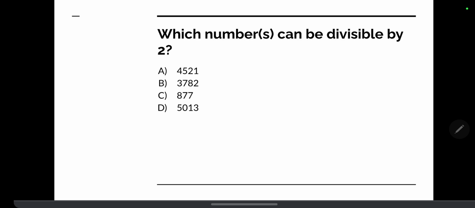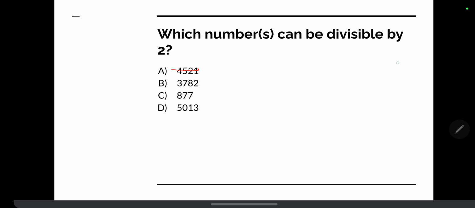All right, take a go at this one here. I encourage you to pause it, go through them, and continue to play. So A is 4,521. In the ones place, we have a 1, which is an odd number. So it is not divisible by 2. Okay, let's look at the next one. I'm going to mark that with red. It is not divisible.